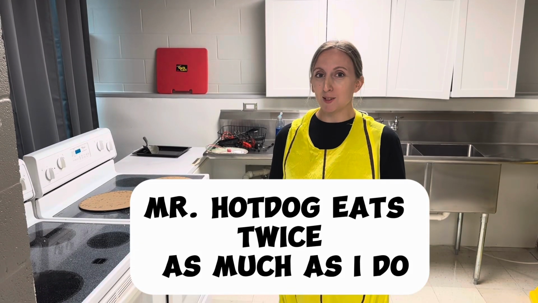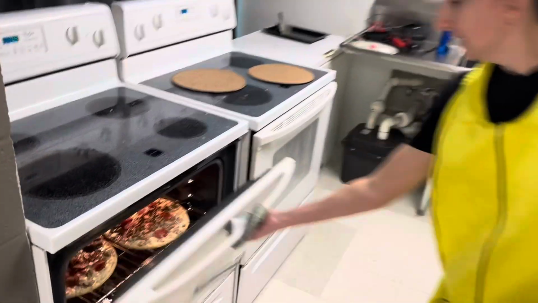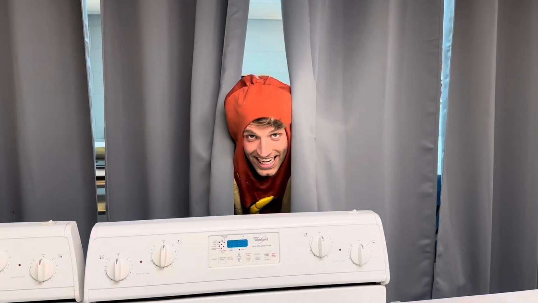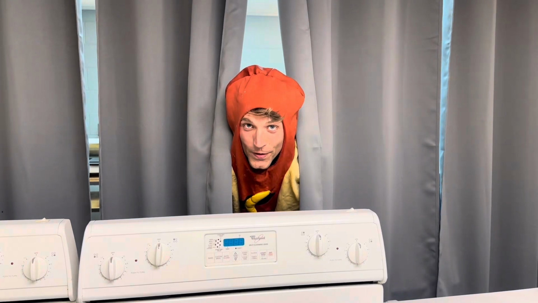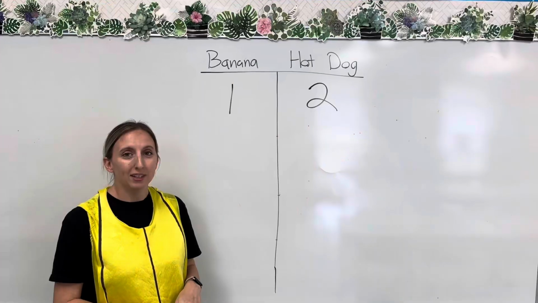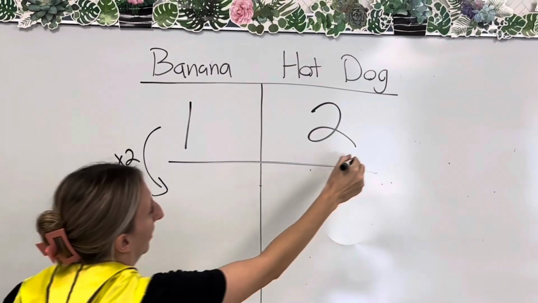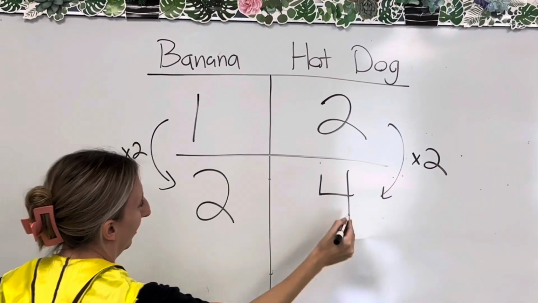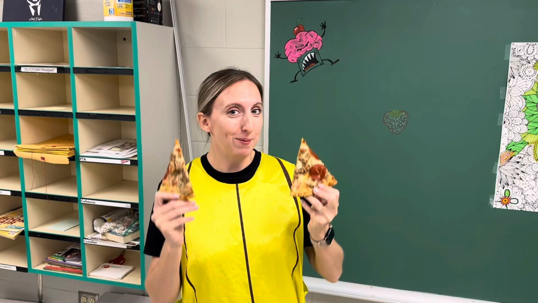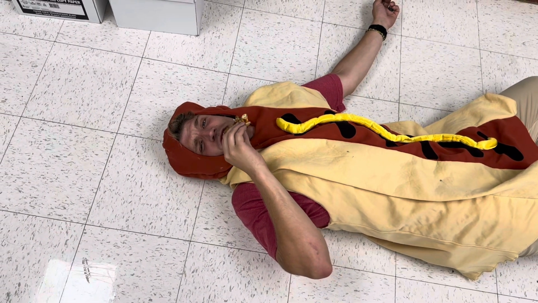Mr. Hot Dog eats twice as much as I do. So when Mrs. Banana eats 1 slice of pizza, I eat 2. So I have to eat 2. That's a 1-to-2 ratio. Now we're going to double it. So now I'm gonna eat 2 slices of pizza. Wait, when she eats 2, I have to eat 4? No one should eat this much pizza, it's too much.